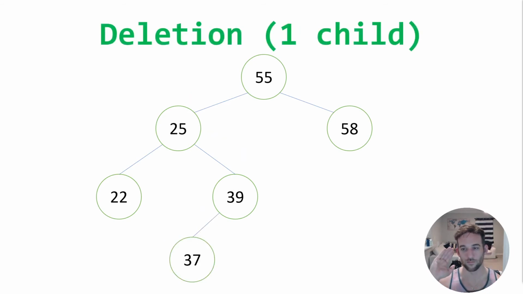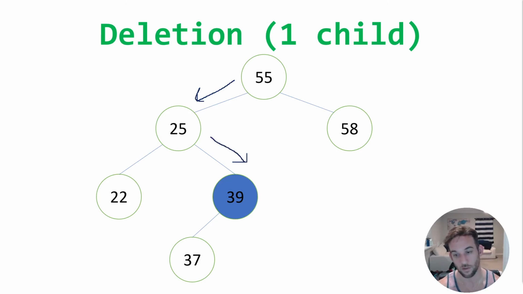So now let's look at the case where the node we want to delete has 1 child. In this case, we want to delete 39. First off, let's make sure it exists. Go down here. 39 is greater than 25. Okay, we found it. Now we want to delete it. But the problem is we can't just say 25's right child equals null, because there's still a node there, 37. It still exists, and we have to do something with it. So we have to rearrange the tree just a little bit.